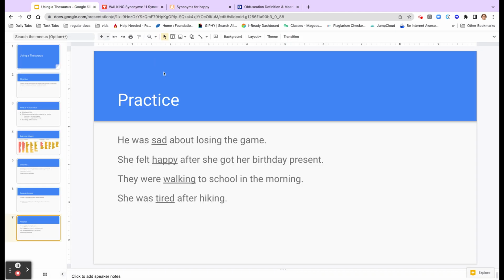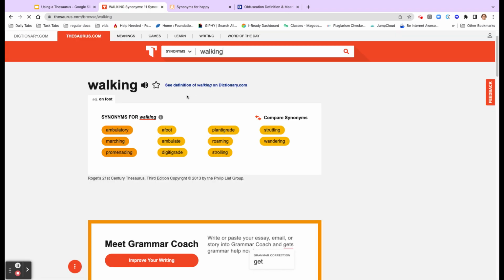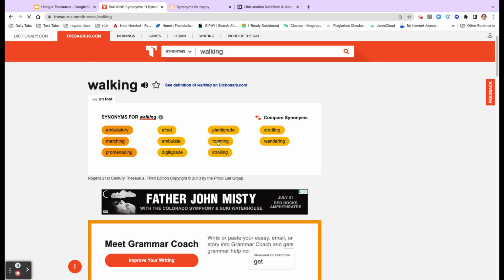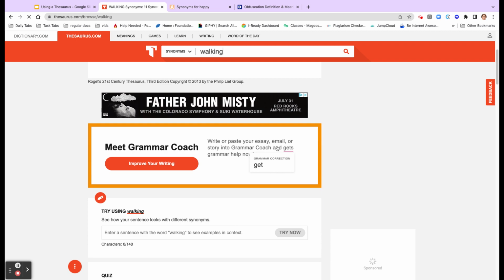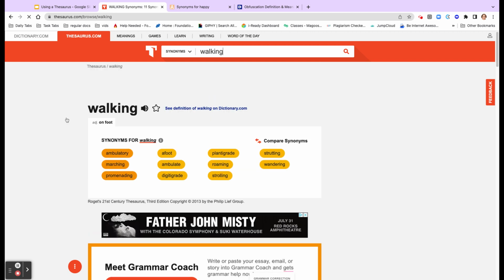They were walking to school in the morning. They were marching to school, promenading to school, ambulating to school. They were roaming to school. They were strutting to school. And then you can try other ones. They were shuffling. They were skipping to school. You can find other things, and start playing with those words as well.